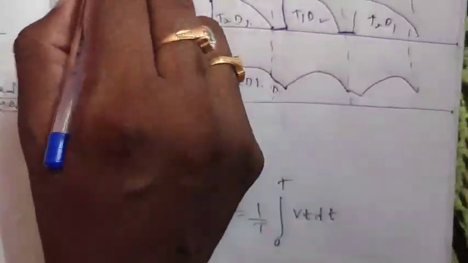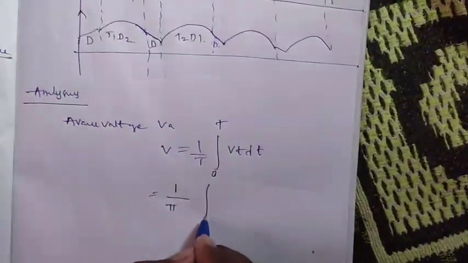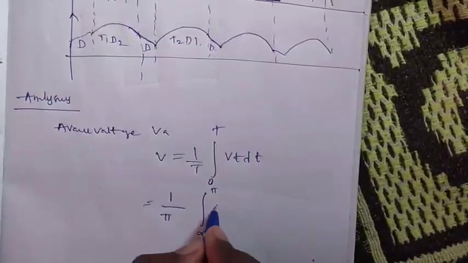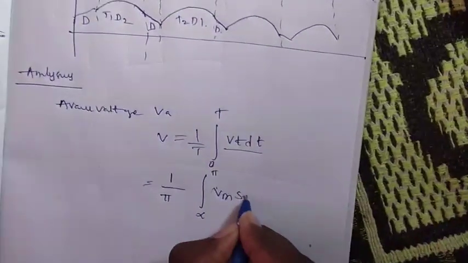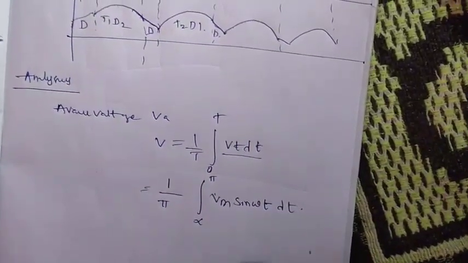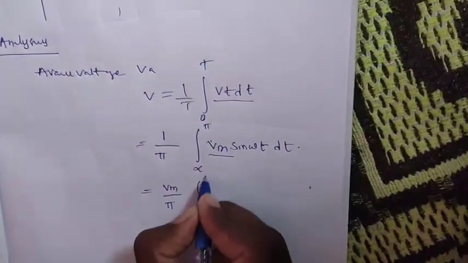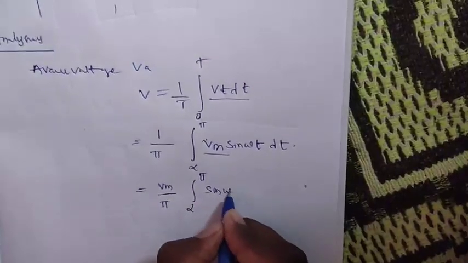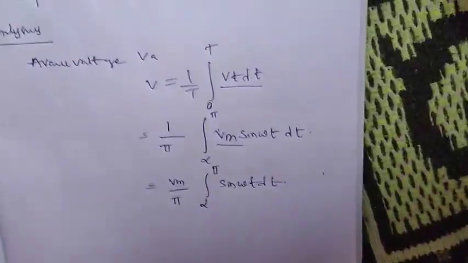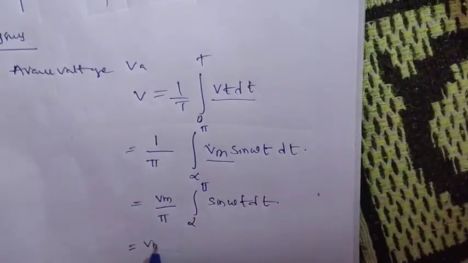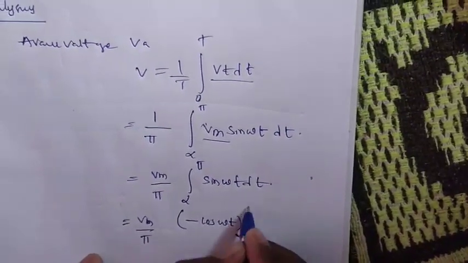So the time period is 0 to pi, that is 1 by pi integral alpha to pi. What is V(t) dt? Here I can give the AC supply, that is Vm sin omega t dt. Vm is the constant, so we can take it out, that is Vm by pi integral alpha to pi of sin omega t dt. For sin omega t, the integration is minus cos omega t, that is Vm by pi, minus cos omega t from alpha to pi.